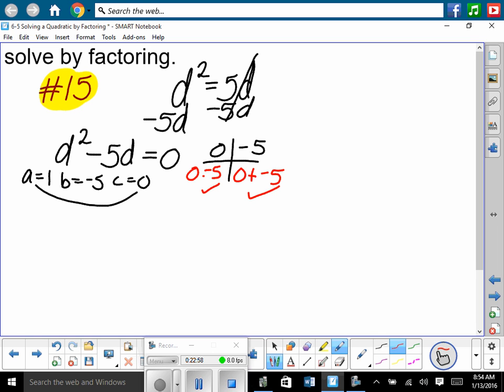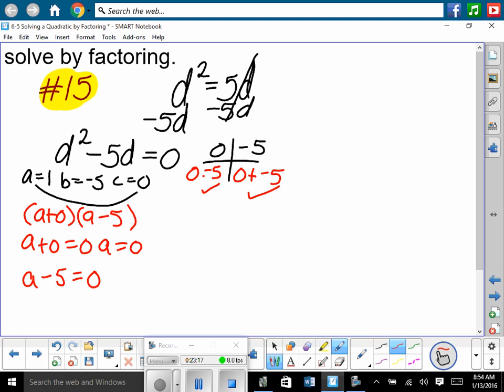Because of this a value being 1, we can quick factor it. So it's going to be a plus 0 times a minus 5. And then we set each of those equal to 0. So we'll set a plus 0 equal to 0. We'll set a minus 5 equal to 0. So a is equal to 0 and a is equal to 5. So that was the way hard way. So I'm going to go back and show you the way I think you should do it in the future.